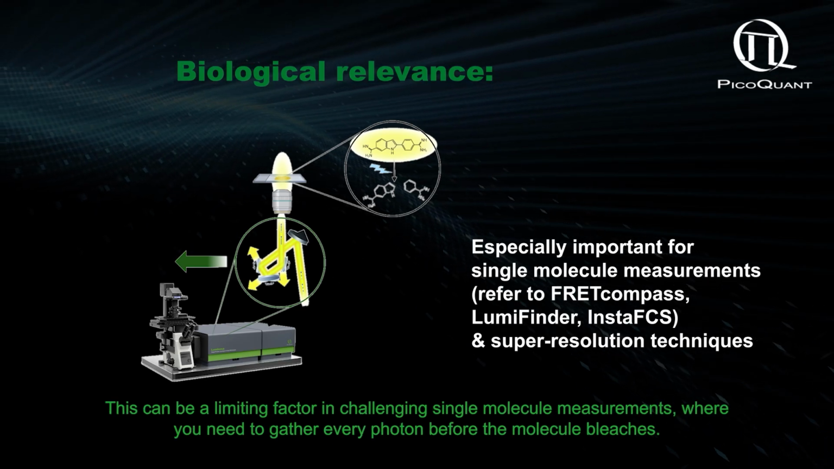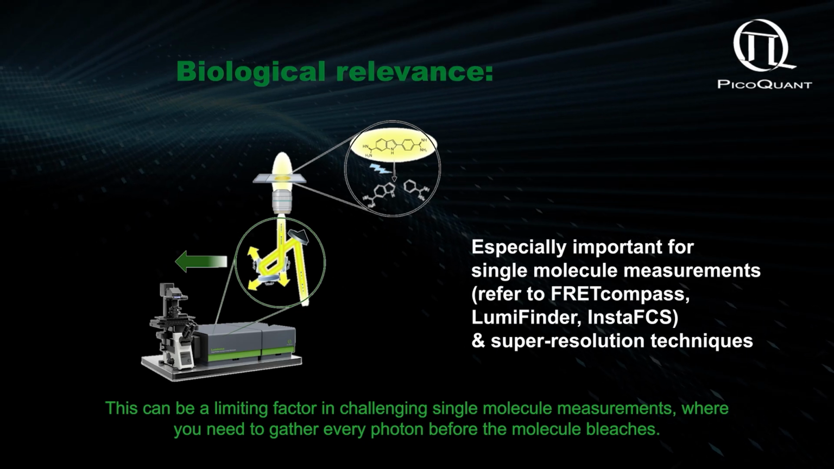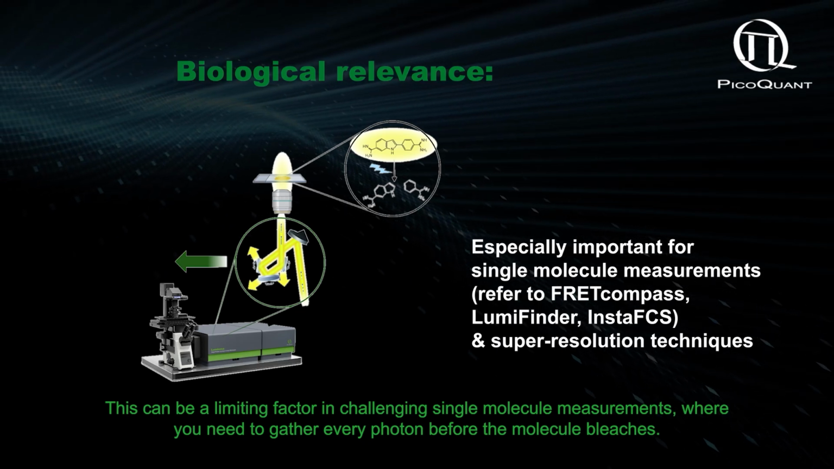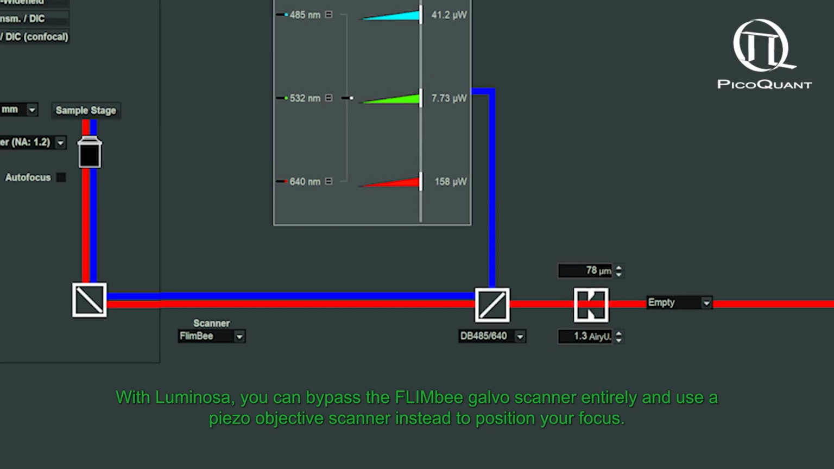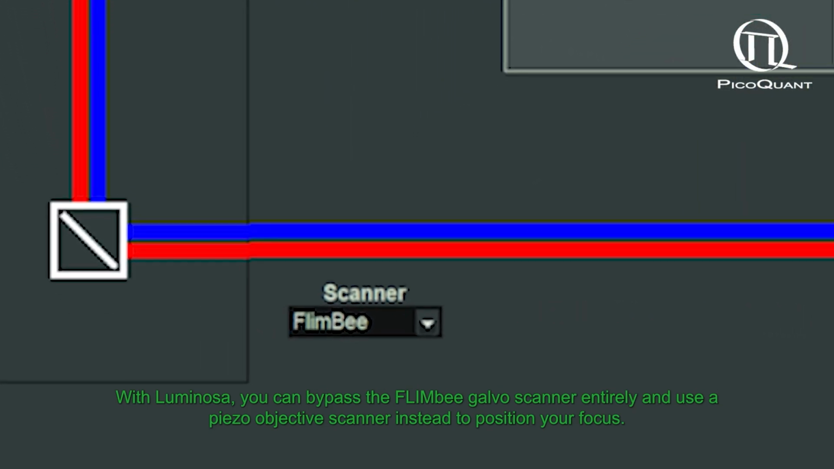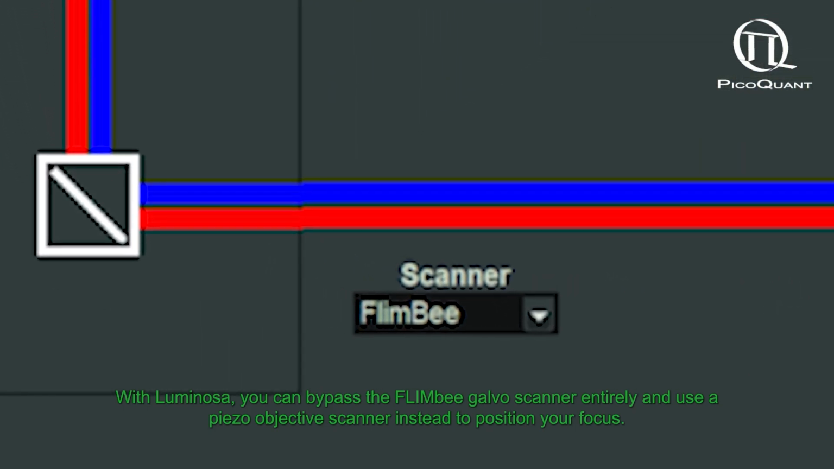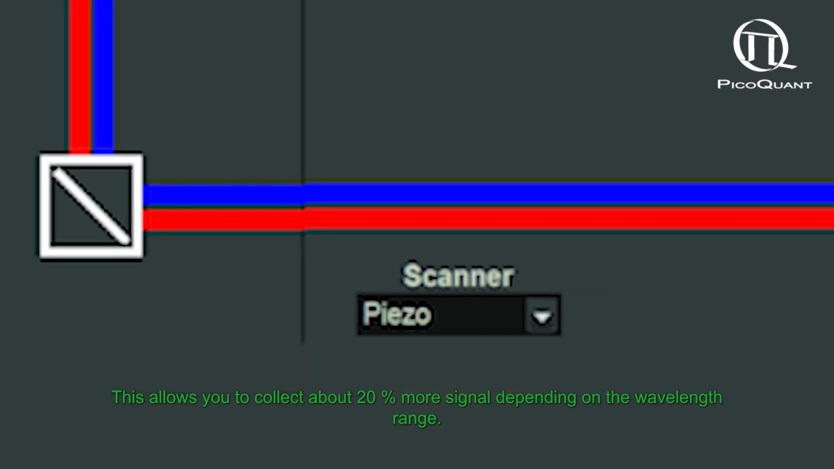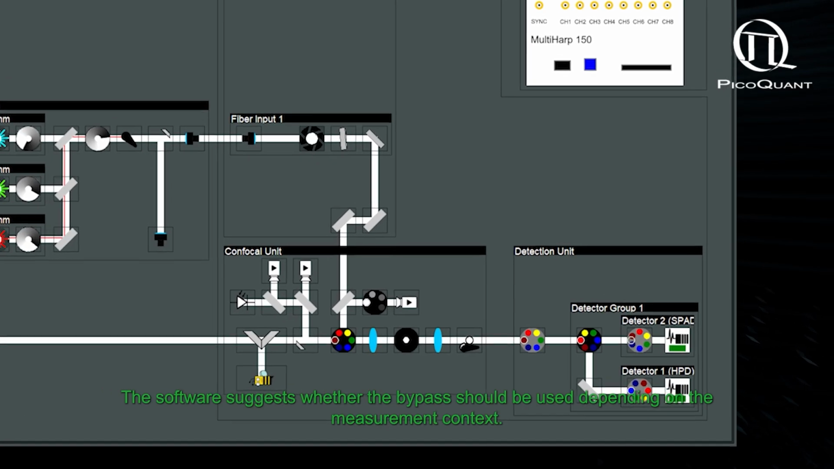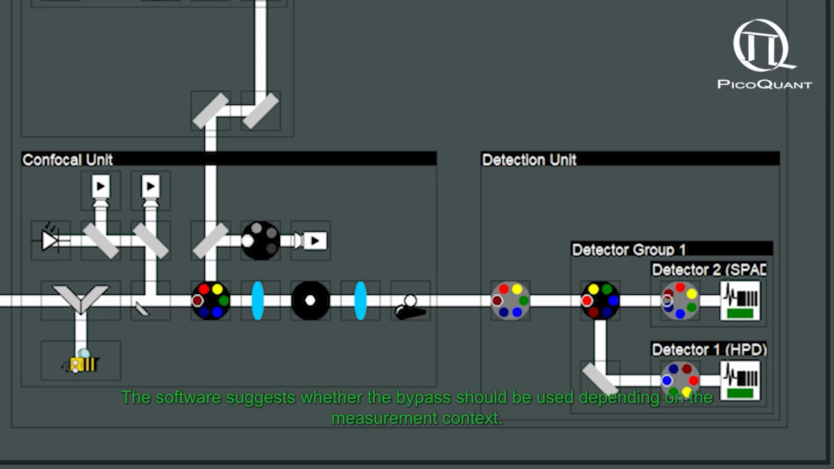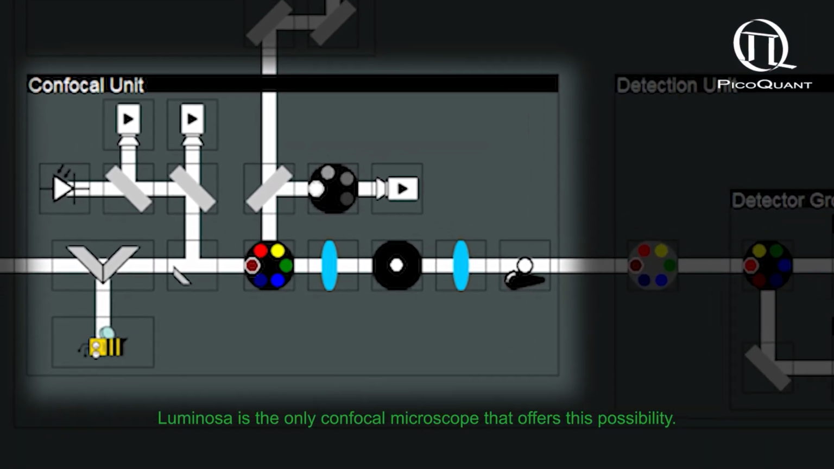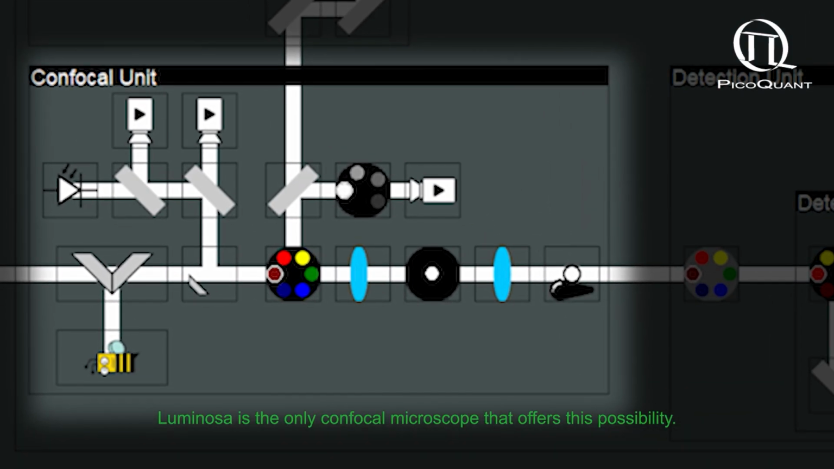This can be a limiting factor in challenging single-molecule measurements, where you need to gather every photon before the molecule bleaches. With Luminosa, you can bypass the Flimby Galvo scanner entirely and use a piezo objective scanner instead to position your focus. This allows you to collect about 20% more signal, depending on the wavelength range. The software suggests whether the bypass should be used, depending on the measurement context. Luminosa is the only confocal microscope that offers this possibility.